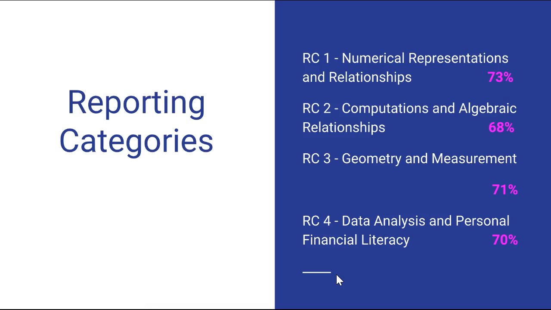Now we're going to take a closer look at the reporting categories. Reporting category 1, the kids scored 73% mastery. Reporting category 2, 68% mastery. Category 3, 71% mastery. And category 4, 70% mastery. This is pretty tight, which is exactly the way we like to see it.